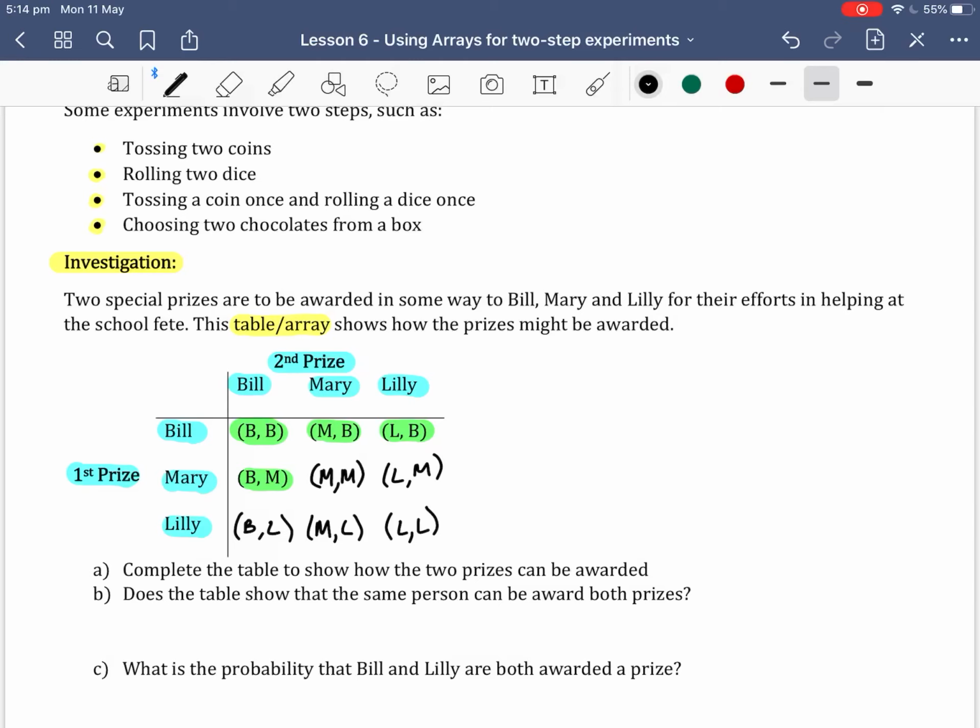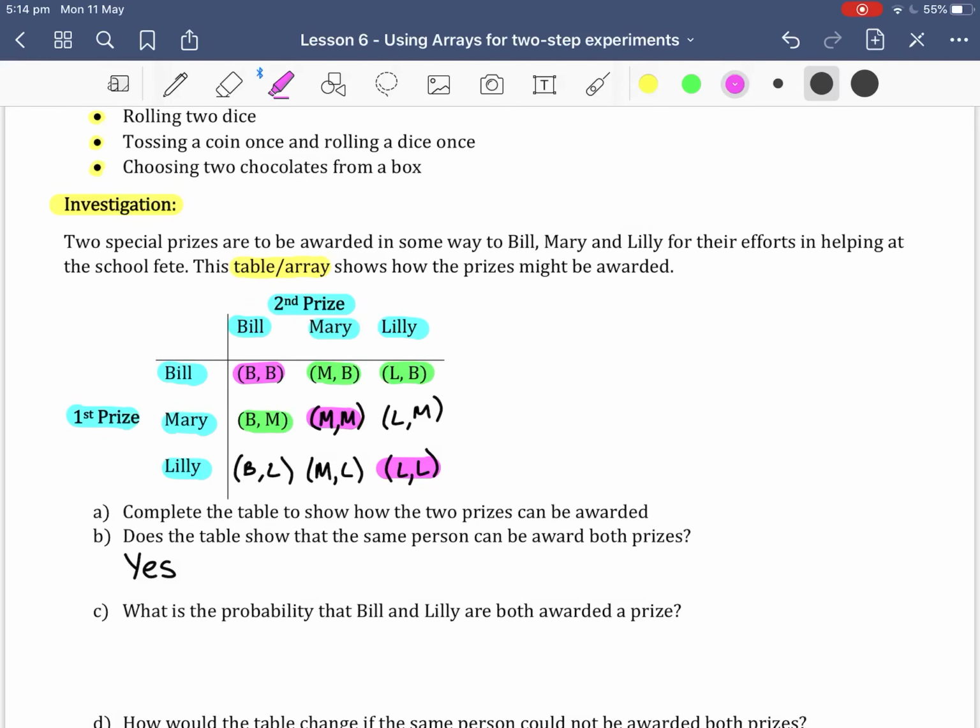So does the table show that the same person can be awarded both prizes? Yes, the table shows this because we have Bill and Bill, we have Mary and Mary, and we have Lily and Lily.